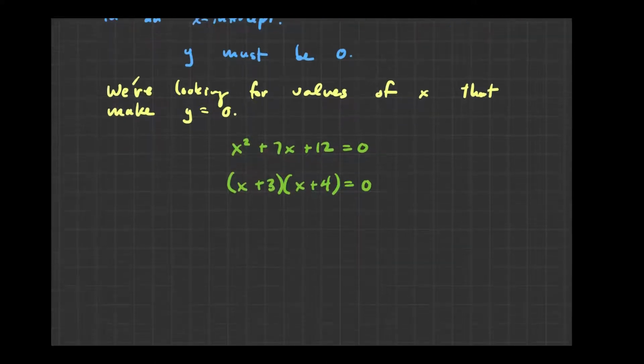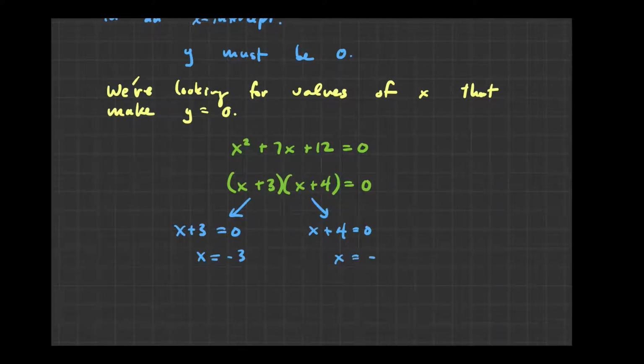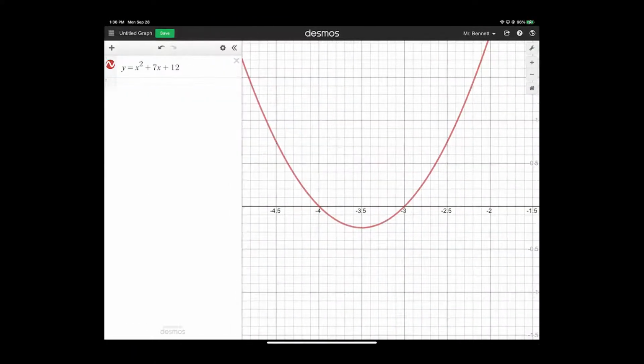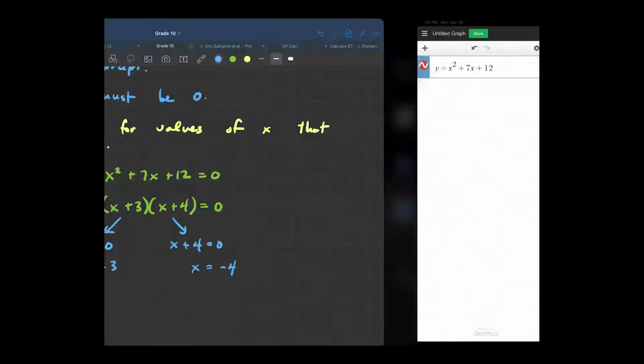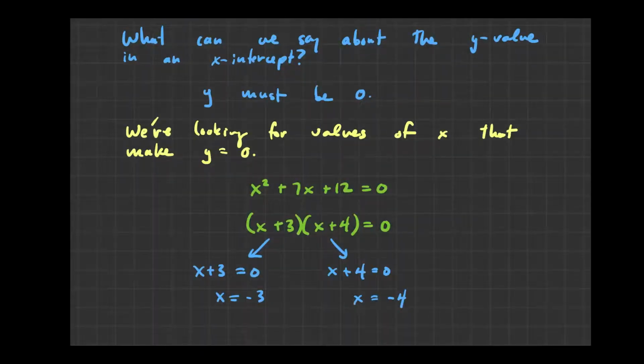Okay. And that gives us two equations, right? We've got that x plus 3 must be equal to 0, or x plus 4 must be equal to 0. Or in other words, x is equal to negative 3 and x is equal to negative 4. And look at that, it's consistent. I get zeros at negative 4 and negative 3, just like what we said here. Okay?